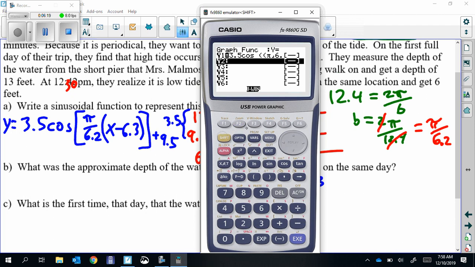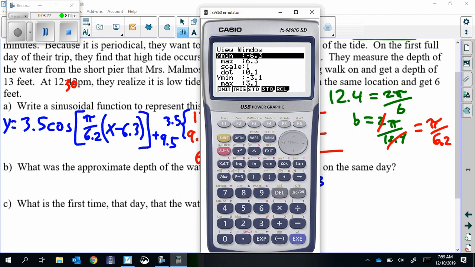Now we got to set up our window. Our x value is time. We're talking about 1 whole day, so time would go from 0 to 24 because we said it's like military time. And then our y values from our little graph that we sketched, we know it goes down to at least 6 and up to at least 13. You can go further than that. You can do like 0 to 20 if you wanted to, as long as you include a minimum of 6 and a maximum of 13 or higher. I like to go a little bit more because otherwise we don't have any margin on our screen and it's hard to see stuff.